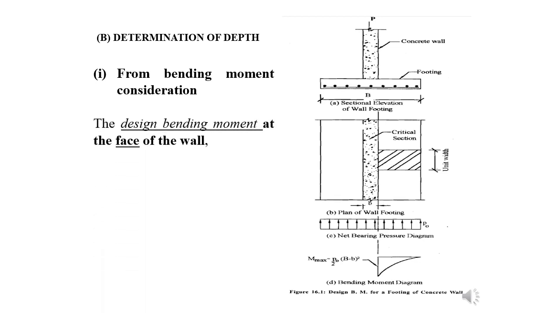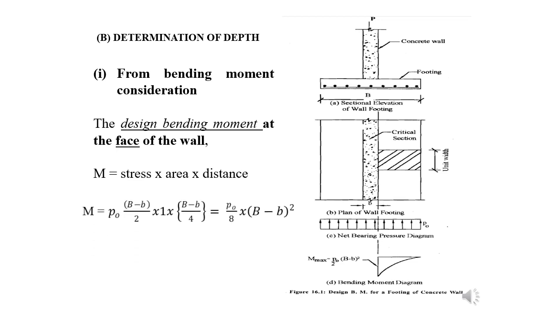So, the design bending moment at the face of the wall. As I told, this is the face of the wall. What is the bending moment? Moment is equal to force into distance. Force is nothing but stress into area. What is the value of the stress? The stress value will be p0, the net ultimate bearing pressure, which is nothing but a stress. And how can we calculate the area?